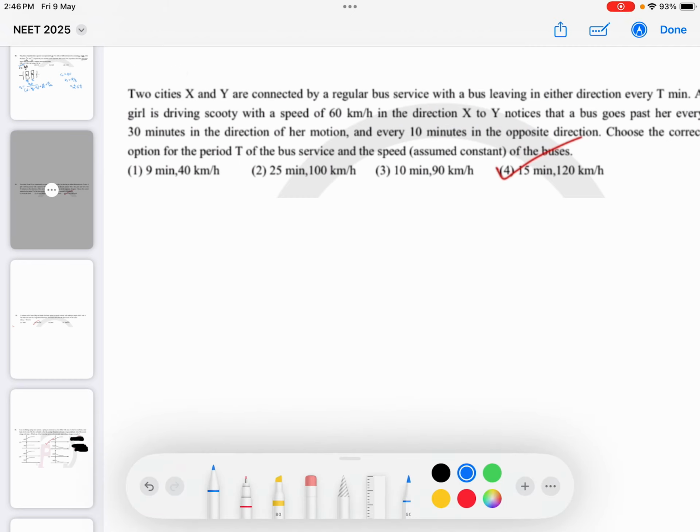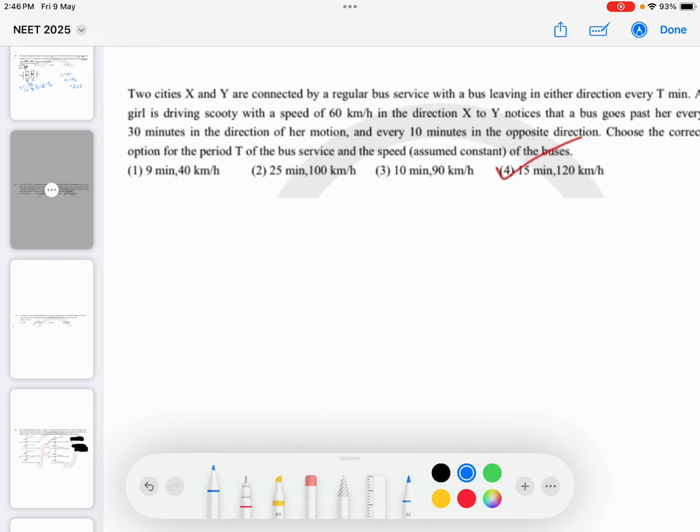And next question. Two cities X and Y are connected by regular bus service, with buses leaving in either direction every T minutes. A girl is driving a scooty with a speed of 60 km per hour.